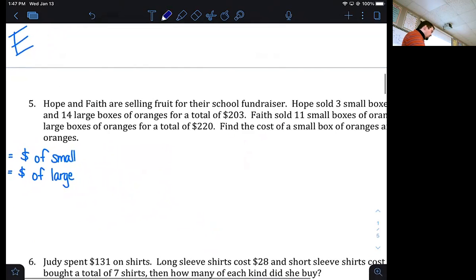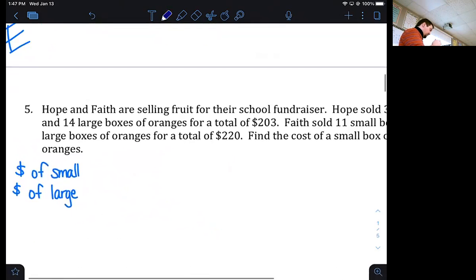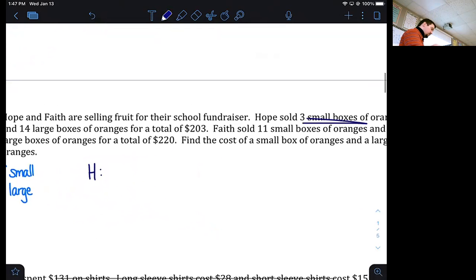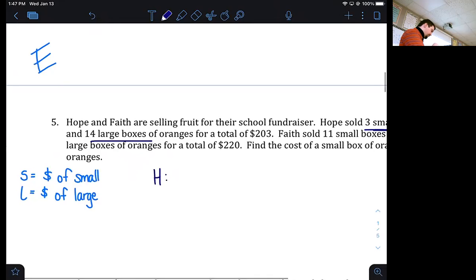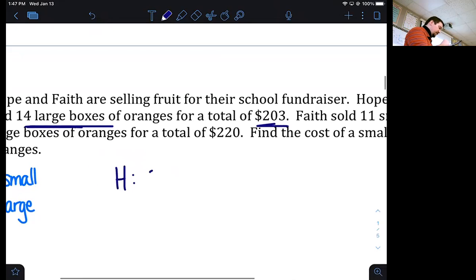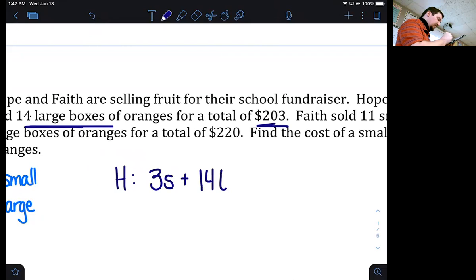Camden, let's do your Hope equation. Okay, 3S plus 14, was it L? Yep. And equals 203. Good. 3 small boxes, S, plus 14 large boxes, and she raised 203 selling those, okay?